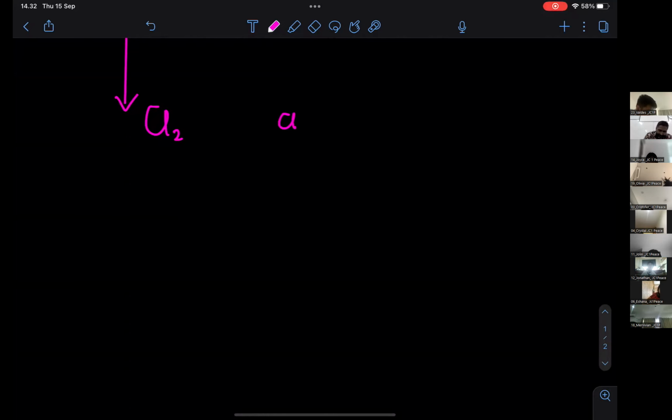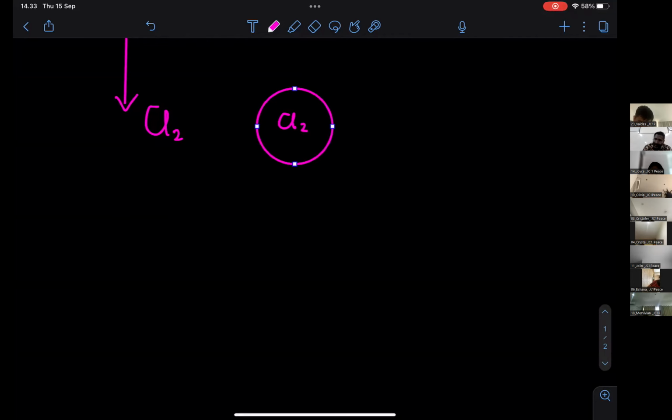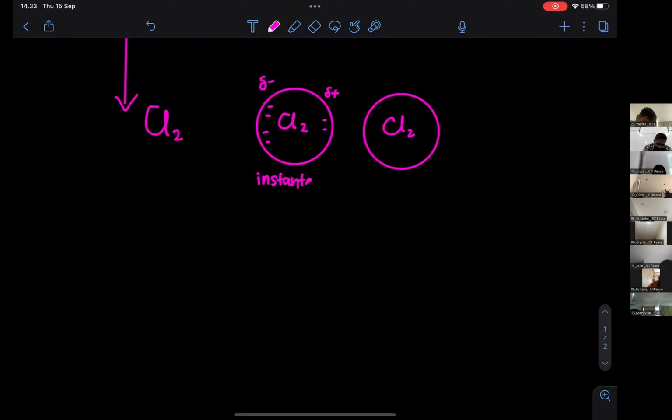Now, if you have Cl2, one molecule of Cl2, and another molecule of Cl2, what happens is that because the electrons are dispersed, at any instant you can have more electrons on one side compared to the other. You can have this delta negative and delta positive at that instant. So we call it an instantaneous dipole. There is a dipole, a polarity.